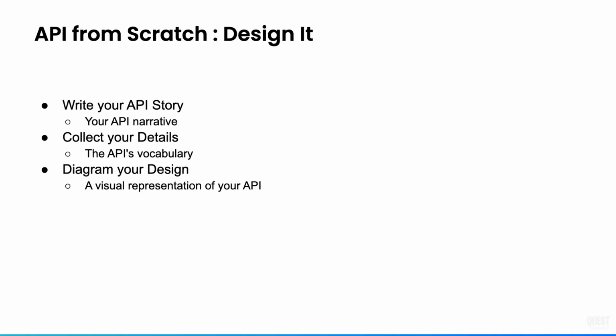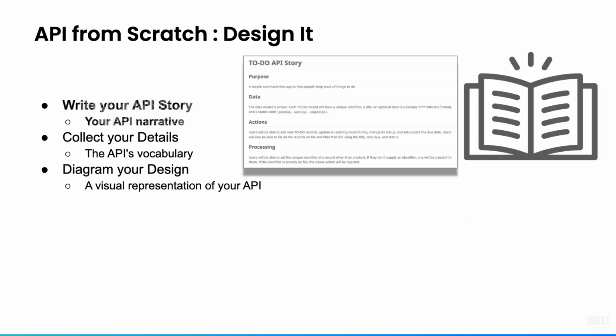All right, let's review. We talked about the importance of story, details, and diagrams. So first of all, we want to write our API story. That's the narrative. That's the prose that everyone can read and check and make sure that we've covered all the right elements, such as our purpose, our data, our actions, and any processing that that interface does.